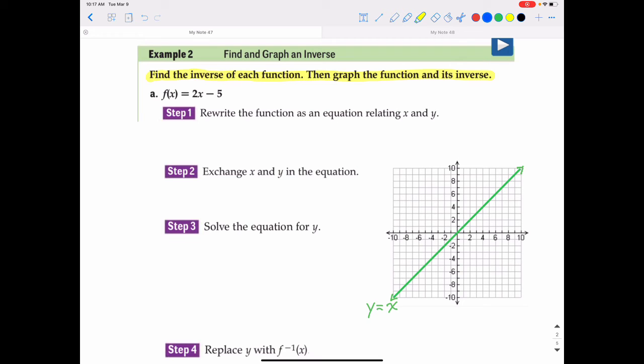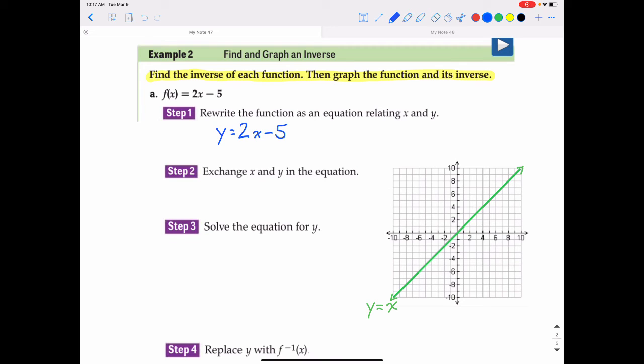The function we're given is f of x equals 2x minus 5. Step 1: rewrite the function as an equation relating x and y. What that simply means is it's going to be a whole lot easier to solve when we replace the f of x with a y. We know f of x just means it's a function, but it really means y. So I'm going to rewrite that as y equals 2x minus 5.